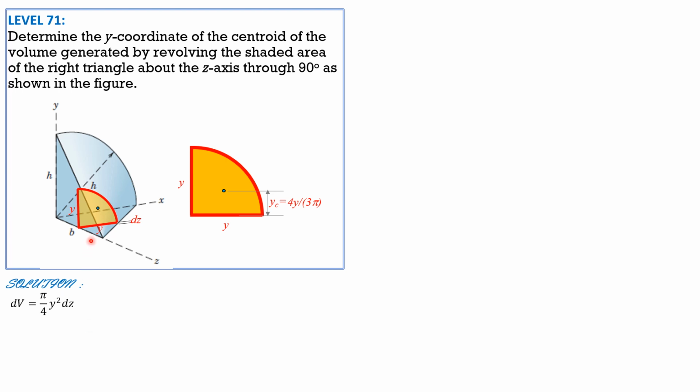Where this is z, so that is z, therefore this is b minus z. So by similar triangles, y as to b minus z equals h as to b. So y is h over b times b minus z. Substitute here. Volume equals pi over 4 integral of quantity h over b, quantity b minus z square dz. Then from 0 to b. Limits.